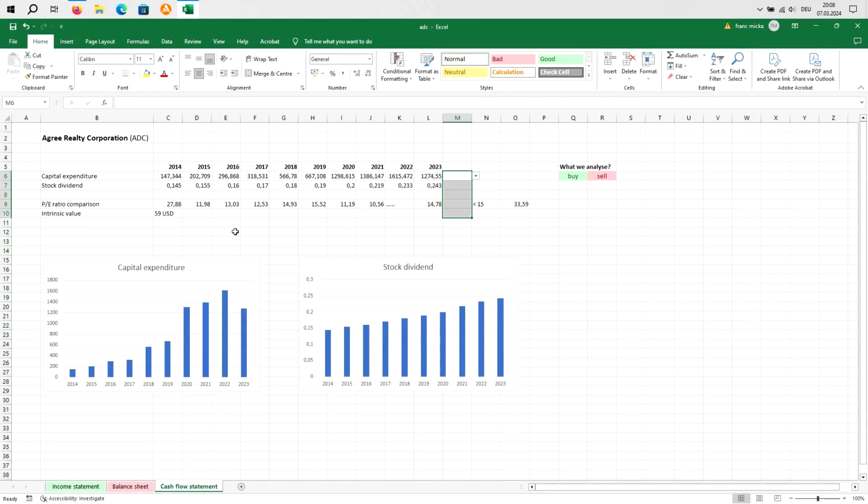And now we come to the cash flow statement. And if you watched previous analyses, you are maybe a bit confused why we have now 2 different metrics that we will analyze, meaning P/E ratio comparison with the competition and intrinsic value, okay? But nonetheless, bro, let's start with the capital expenditure as always.